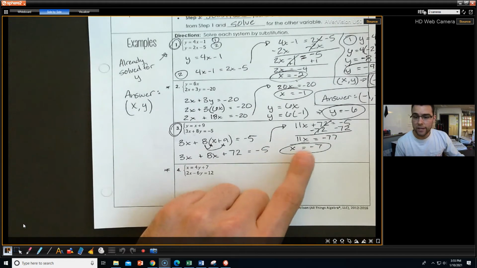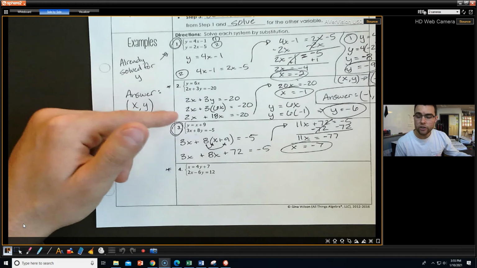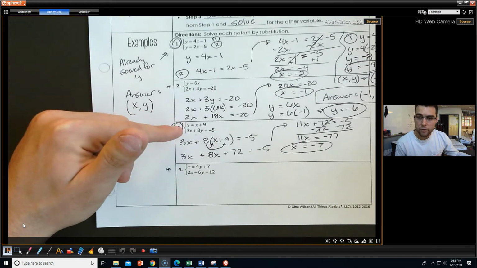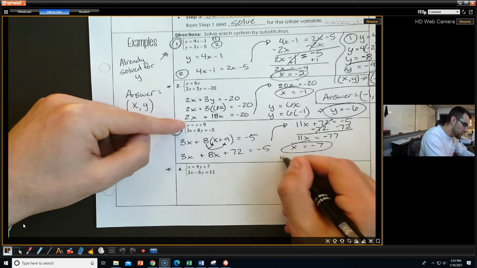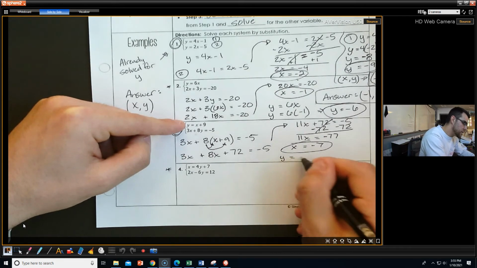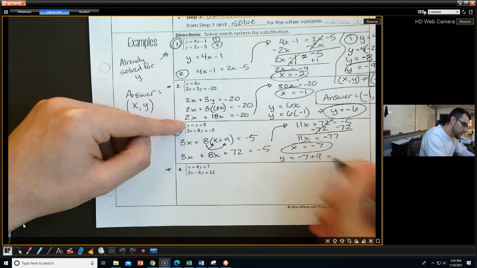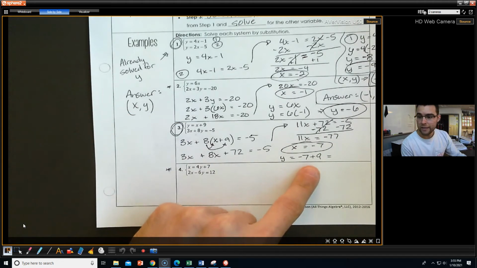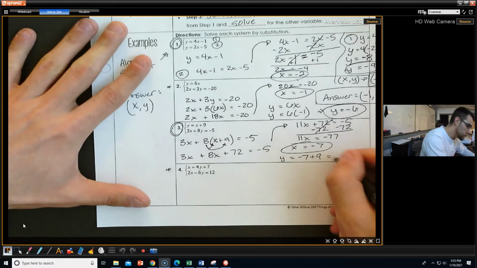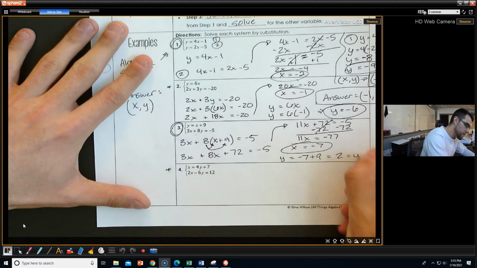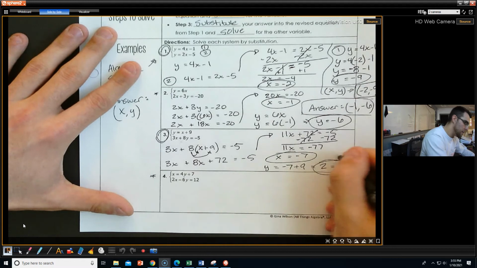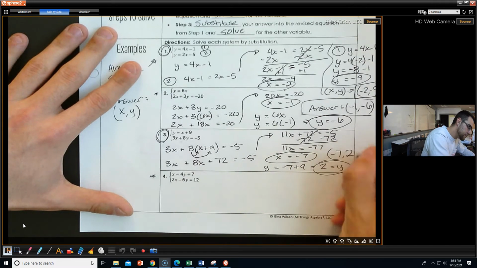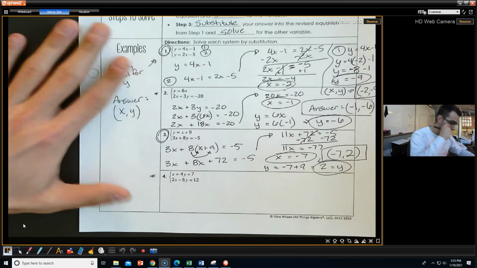Let's go ahead, let's replace the easier equation with our new x value. Our x is -7, so I'm going to replace this top one with that. So instead of y equals x plus 9, we're going to have y equals -7 plus 9, which means y is going to equal 2. So that means my answer can be written as -7, 2. And that guy's done. Good stuff.